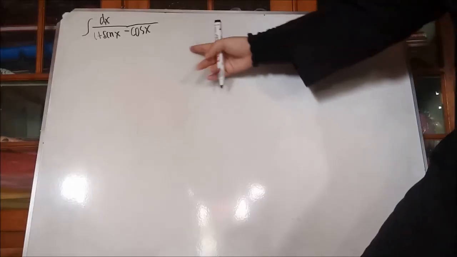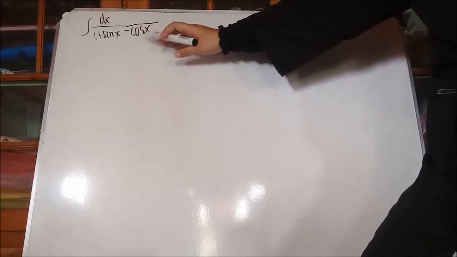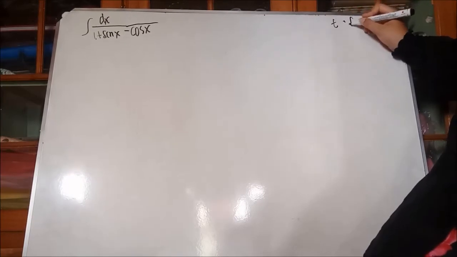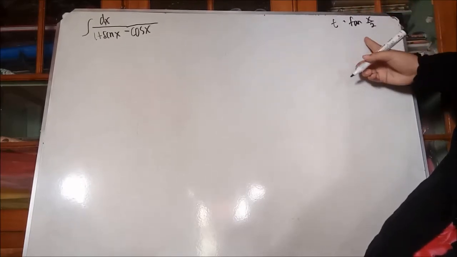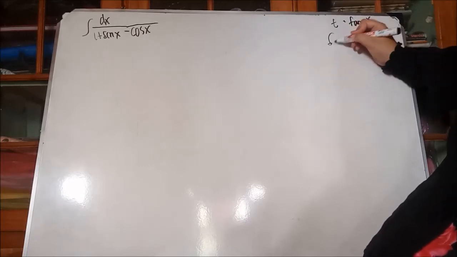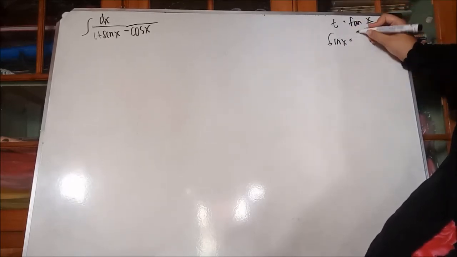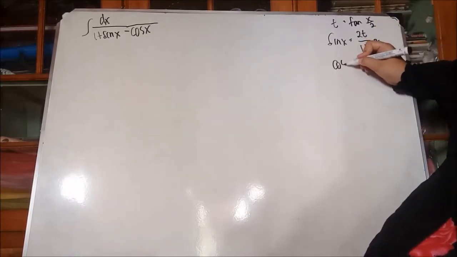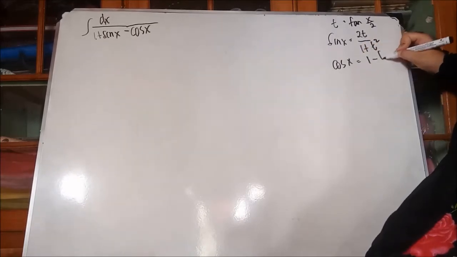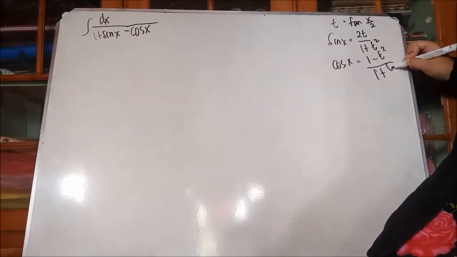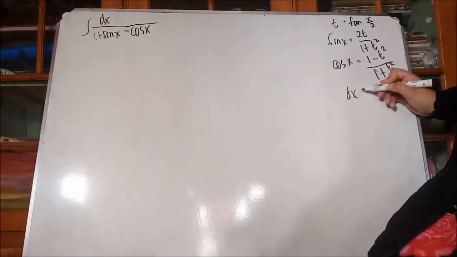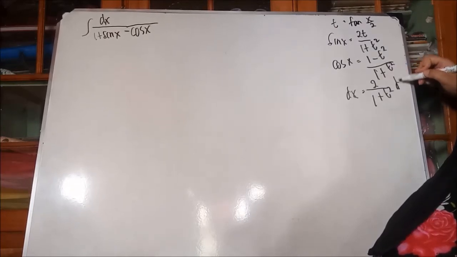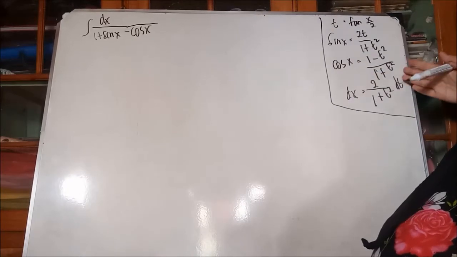For the next, we have the integral of dx over 1 plus sin x minus cos x. And in here we can use the substitution t equal to tangent x over 2. And we have sin x equal to 2t over 1 plus t square, and we have cos x equal to 1 minus t square over 1 plus t square. And then dx is equal to 2 over 1 plus t square dt. So we can use this formula.